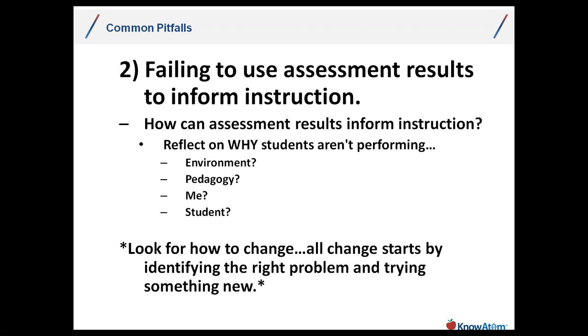The second pitfall: failing to use assessment results to inform instruction. This is a constant issue, okay, under traditional instructional environments. How can assessment results inform instruction? Well, if it's formative, it's an opportunity to reflect on why students aren't performing. And the question to ask yourself is, is it the environment that we're creating? Okay, what is part of the environment? Release of responsibility. Is there enough? Without enough release of responsibility, students have no opportunity to engage in science and engineering practices, period.